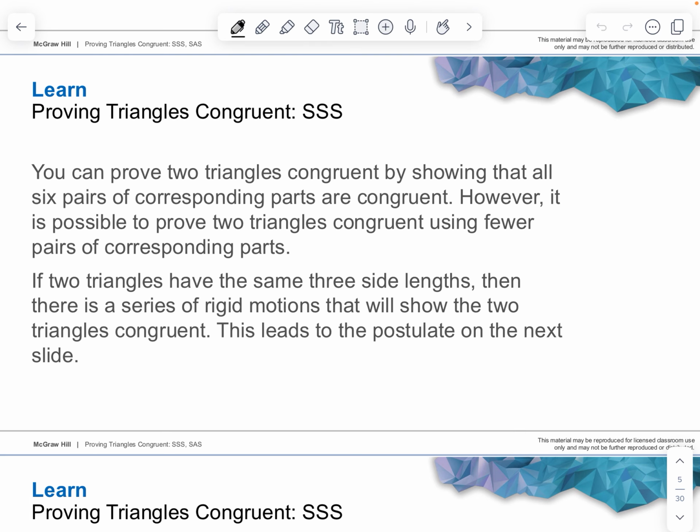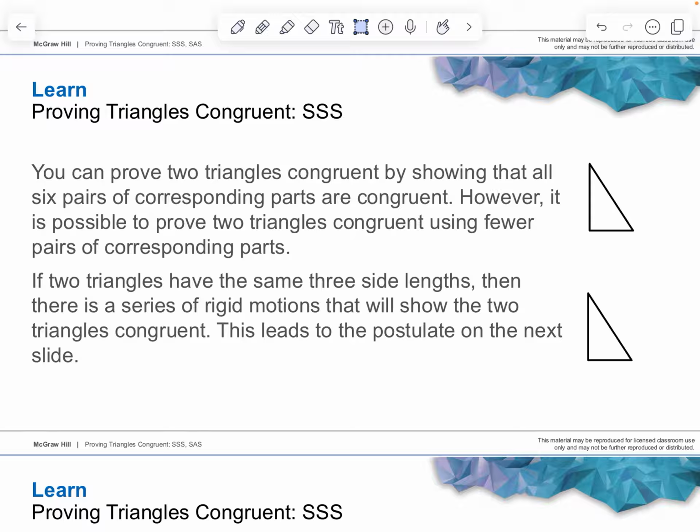So first we're going to talk about side-side-side. Now, you can prove two triangles congruent by showing that all 6 pairs of corresponding parts are congruent. What that means is you can show that all 3 sides and all 3 angles are congruent to all 3 sides and all 3 angles in the other triangle, right? So if we had this guy right here, copy and paste him right down here. And if we were to show all the sides and all the angles, there would be 6 things. We could prove that they were exactly the same.